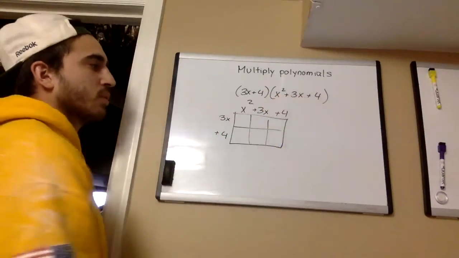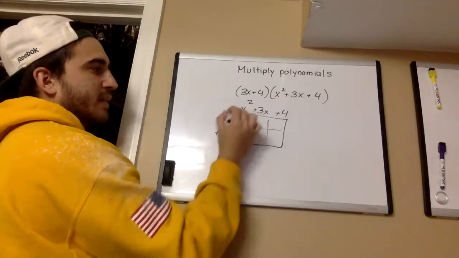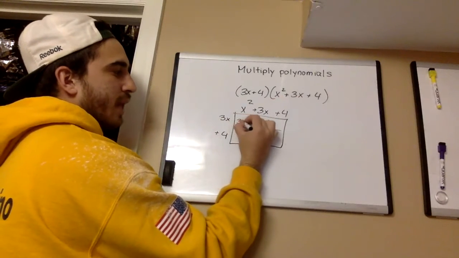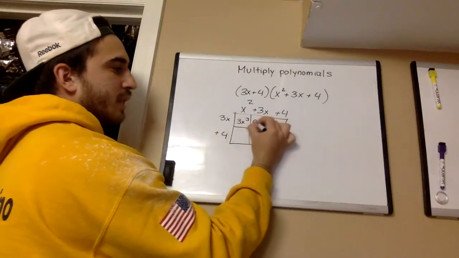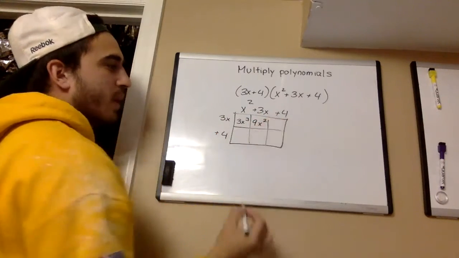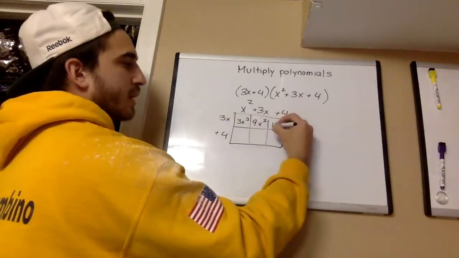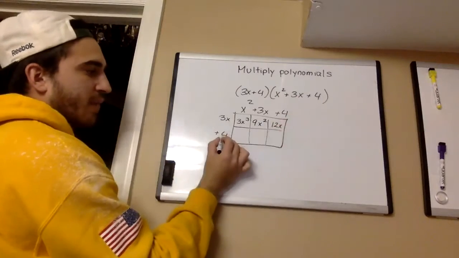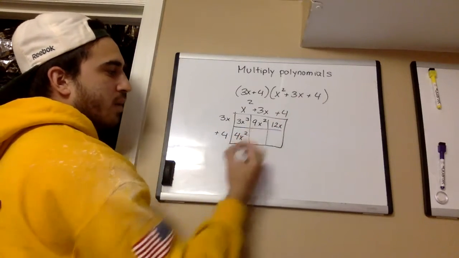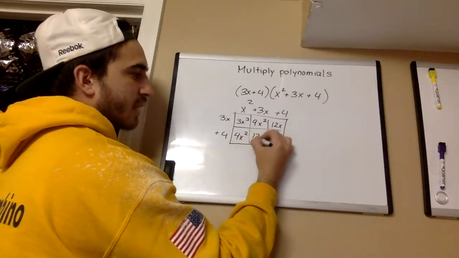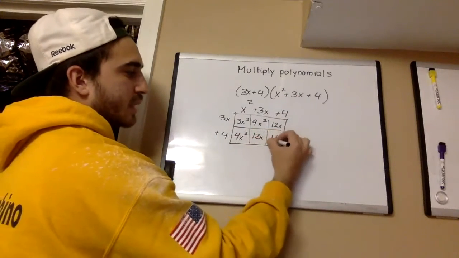So now I start multiplying. 3x times x squared is going to be 3x to the third. 3x times 3x, 3 times 3 is 9. X times x is x squared. So that's 9x squared. And then 3x times 4 is 12x. Now if I go here, 4 times x squared is 4x squared. 4 times 3x is 12x. And then 4 times 4 is 16.